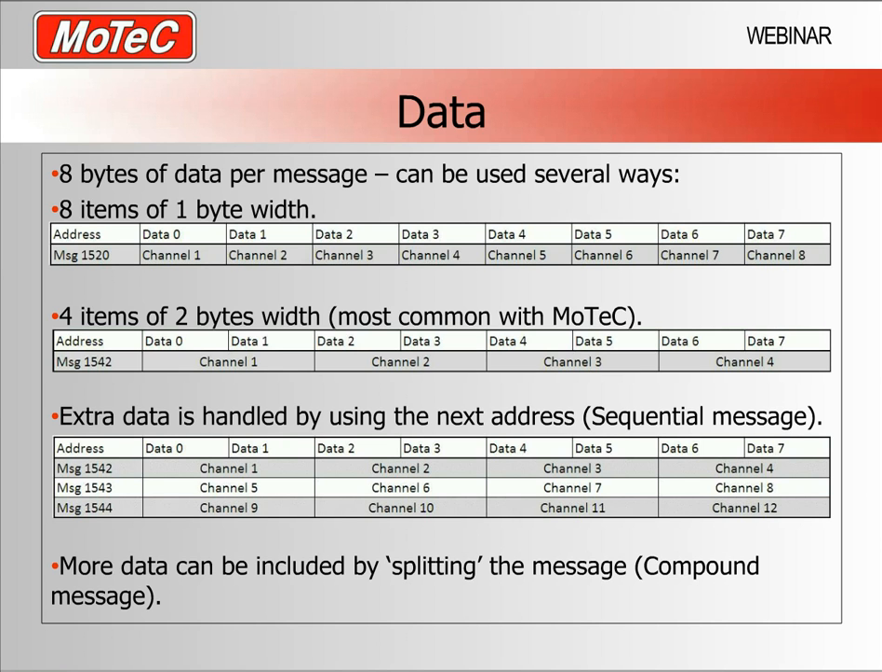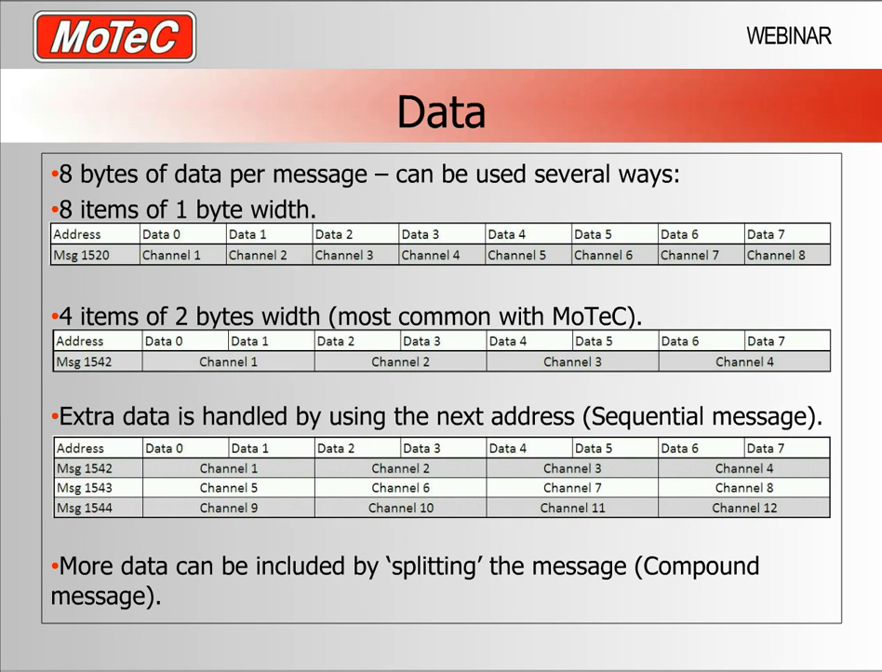Now, if we want to carry more than 4 channels of data, which is frequently the case, one of the simplest ways to do this is to simply use subsequent message addresses to carry further data, and we call this sequential messaging. So in this case, message 1542 carries channels 1, 2, 3, and 4, and then we use message 1543 to carry another 4 channels of data. And when you're using MoTec devices, you can set up data sets very quickly, and by selecting a sequential mode, the ECU, for example, will automatically generate all of these message addresses.